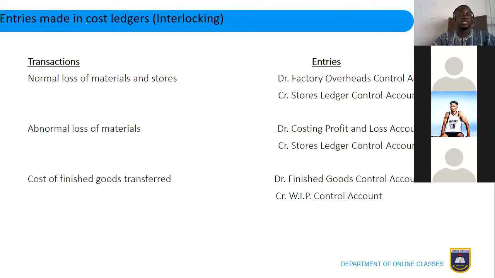So when you read on these two accounts, for instance, the work in progress account will tell you that this account is being credited with cost of finished goods transferred, right? Yes. So basically, that is it. And also the debit side tells you that finished goods that have been transferred are usually debited to the finished goods control account. Okay. All right. So that is it for this slide.